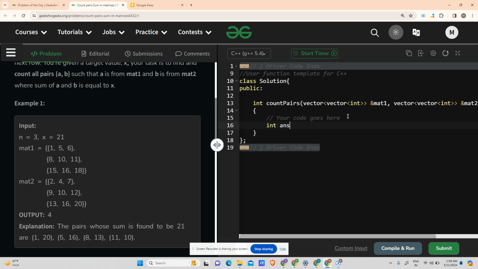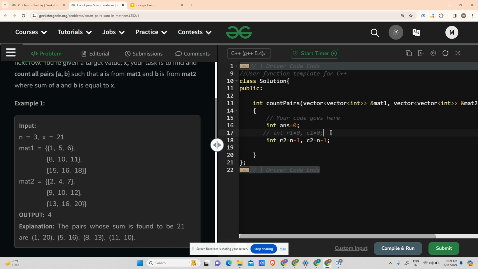So our int answer is equal to 0. Our row 1 is equal to 0 initially because of top left, and our row 2 is equal to n minus 1, and our column 2 is also n minus 1 because we are using bottom right. Let me mark it as a comment also here. Top left, and bottom right.